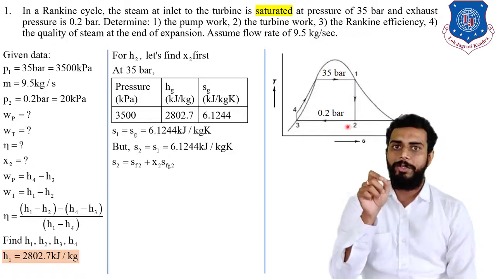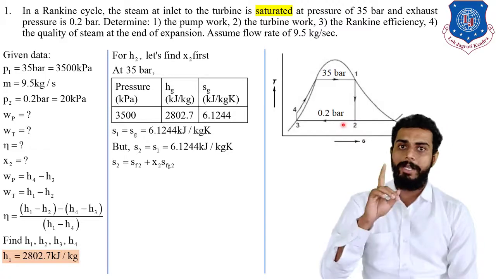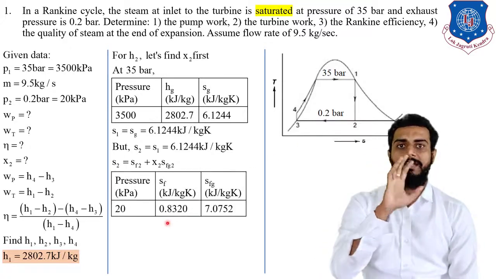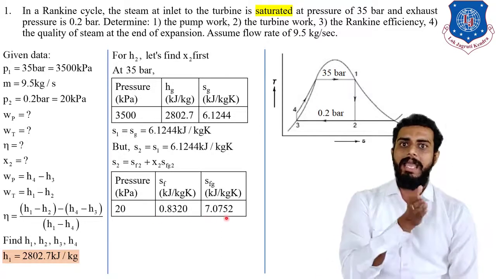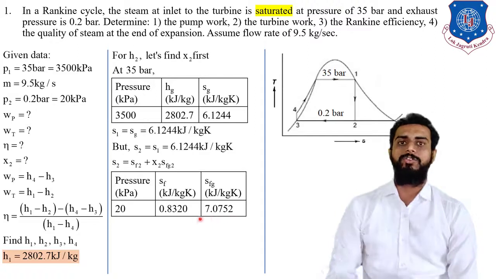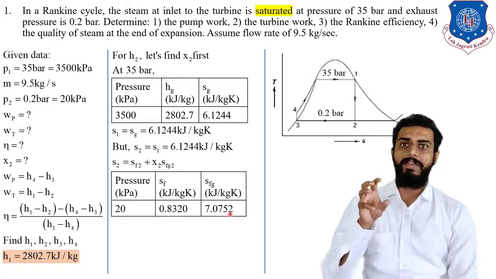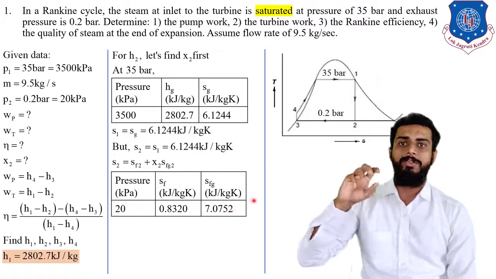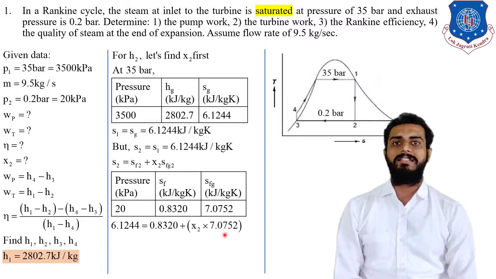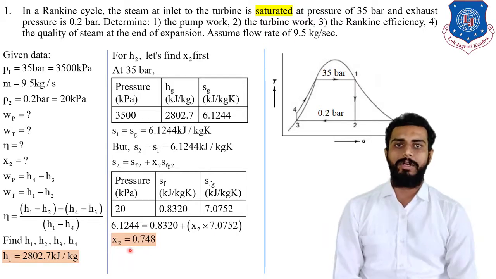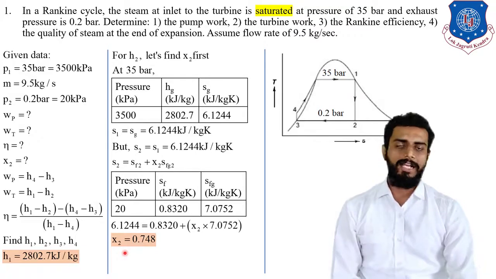Okay, so corresponding to 0.2 bar in the steam table, if you convert it in kilopascal, it will be 20 kilopascal. So at 20 kilopascal, the value of SF and SFG is given on the screen, that is 0.8320 kilojoule per kg Kelvin and 7.0752 kilojoule per kg Kelvin respectively for SF and SFG. Okay, so you will substitute the value of SF and SFG in the above equation. You have the S2 also, you can find out the X2, right? So value of X2, that is dryness fraction, is 0.748. Remember, you will not use any units for X2 because it is fraction, dryness fraction.